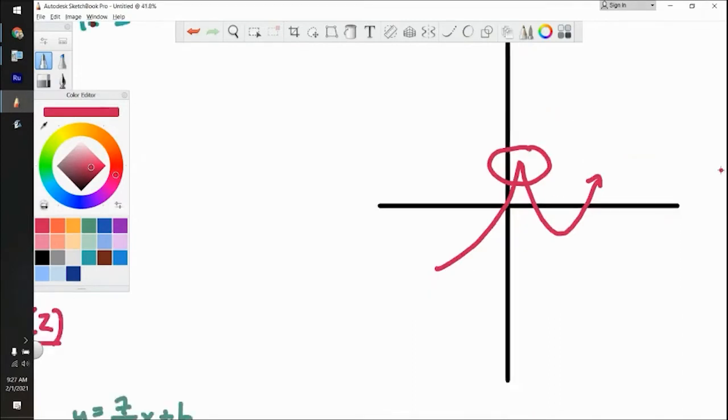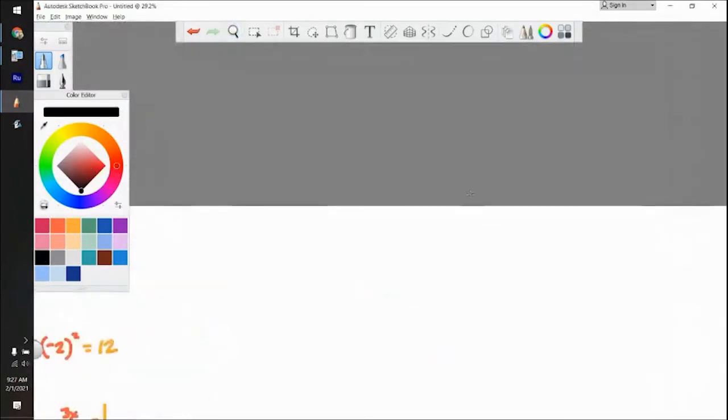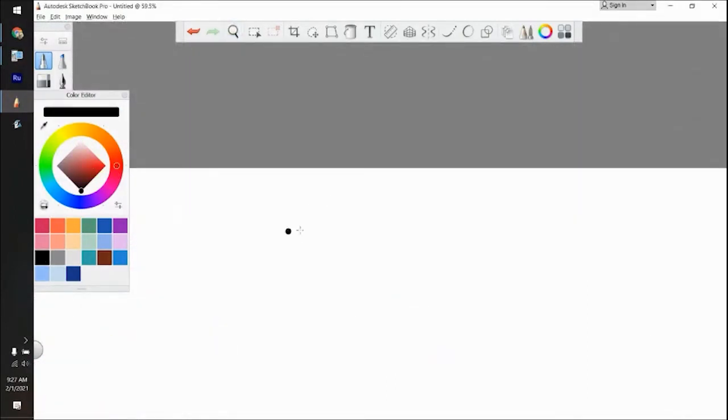Okay, so we're going to do a complicated problem. I'm sorry, an easy problem, and then we'll do a complicated problem. So this will be fun. Related to what I just went over with that sharp turn thing.